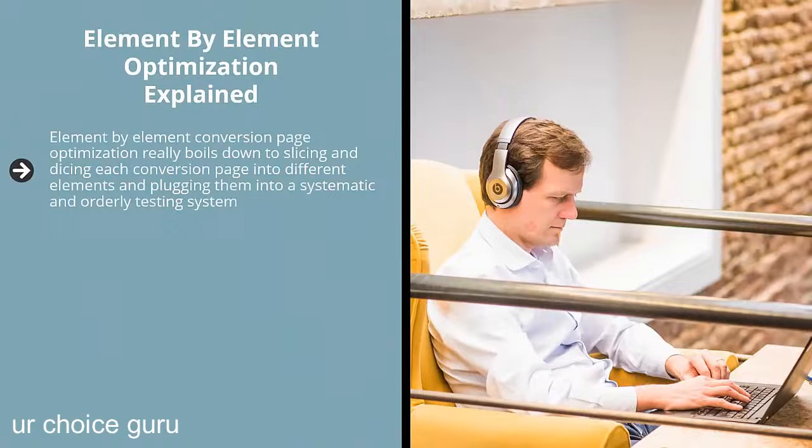Element by element conversion page optimization really boils down to slicing and dicing each conversion page into different elements and plugging them into a systematic and orderly testing system. For example, graphics are elements. Header or text are elements.